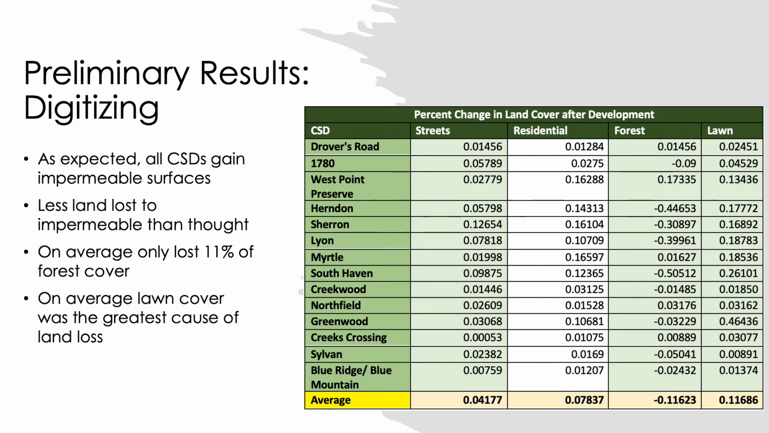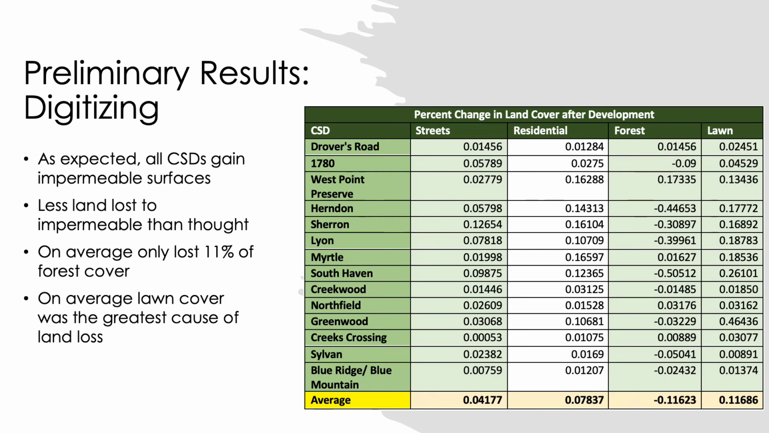So our preliminary results for digitizing. As expected, all of the conservation subdivisions had a net gain of impermeable surfaces. However, we found that less land was lost to these impermeable surfaces than we thought would be. Only around 4% on average was lost to streets, and only about 8% on average was lost to residential dwellings being built. On average, the subdivisions only lost 11% of their forest cover, which again was much lower than expected.